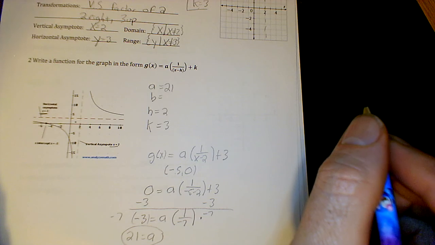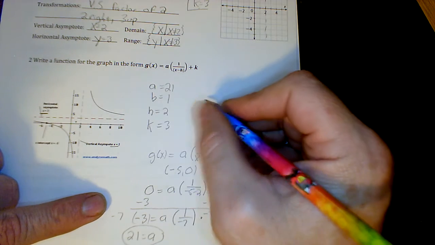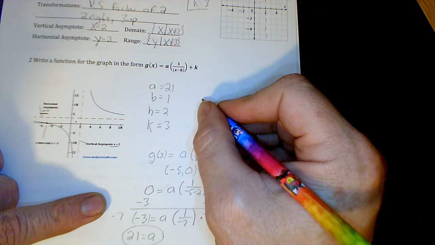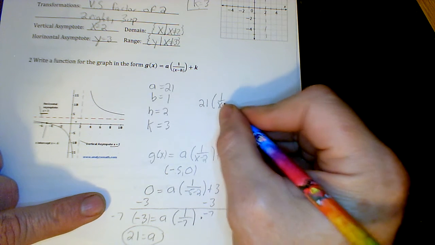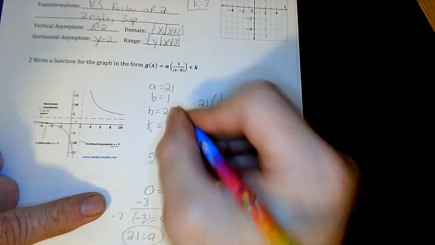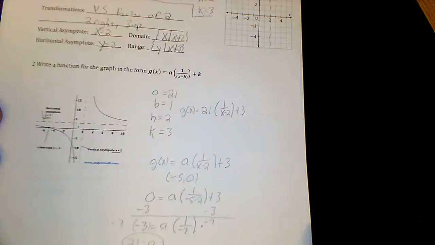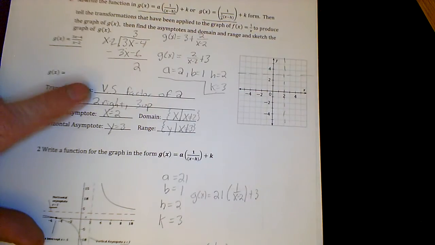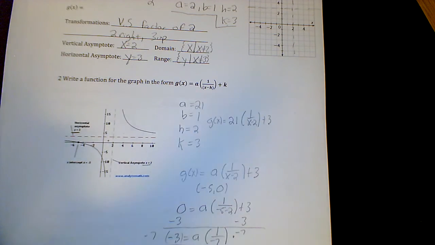Wow, what an enormous vertical stretch this is. We're going to keep b at 1. And here we go, let's write it. We got g of x equals 21 times 1 over x minus 2, plus 3. All right, that's the basics. There could be a couple of these that you have to graph. There's probably going to be at least 1 or 2 of these, and I'm going to pause for this video.